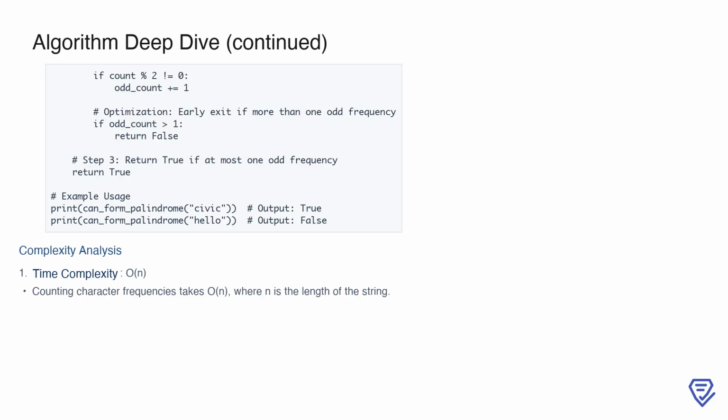For example, calling the function with "civic" as the input computes the frequencies as C:2, I:2, V:1. Since there's only one odd frequency, the function returns true. On the other hand, with the input "hello", the odd frequencies exceed 1, so the function returns false. This implementation is efficient, with a time complexity of O(n) for counting frequencies, where n is the string length.